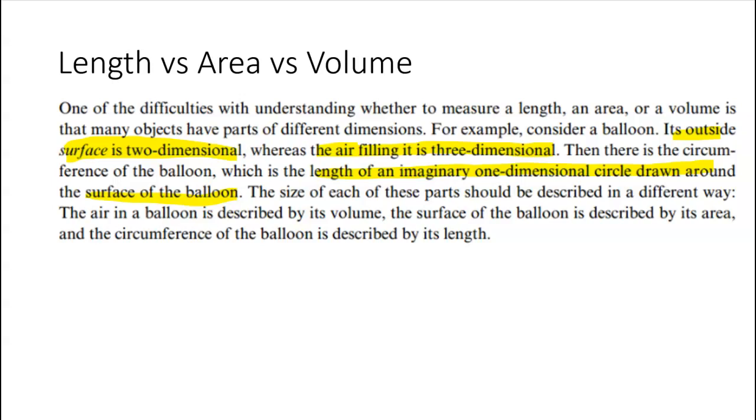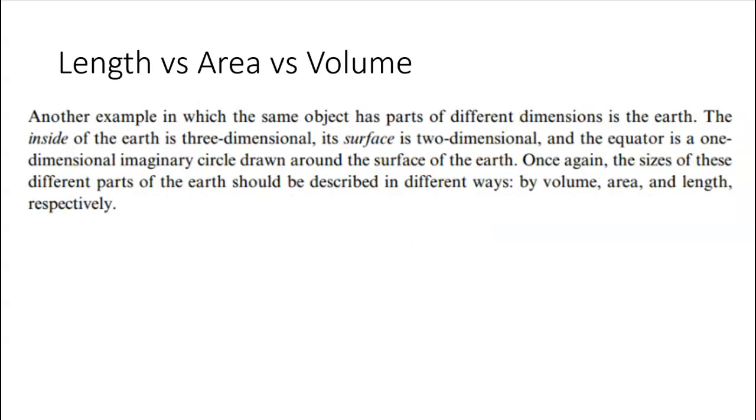The size of each of these parts should be described in different ways. We've got the air in the balloon for volume, the surface of the balloon for area, and the circumference for length. Another example in which the same object has parts of different dimensions is the Earth. The inside of the Earth is three-dimensional, the surface is two-dimensional, and the equator is a one-dimensional imaginary length. So we can describe the Earth in different ways by volume, area, and length.